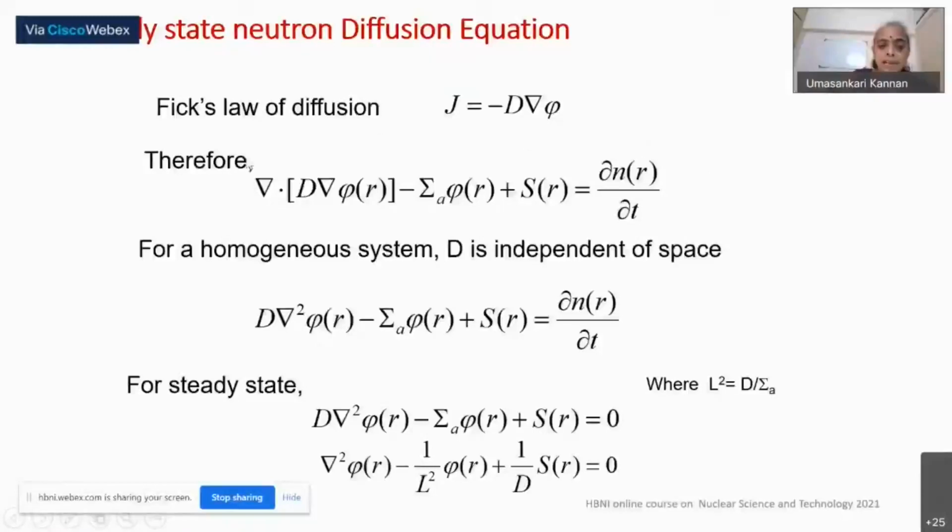So this is the rate of change of neutron population, which is given by your production term minus your absorption term and your leakage term. There is already a negative sign here, so negative of negative becomes positive. So this is the leakage term. Leakage is nothing but the divergence of your current density, and current density is nothing but minus D into grad φ.